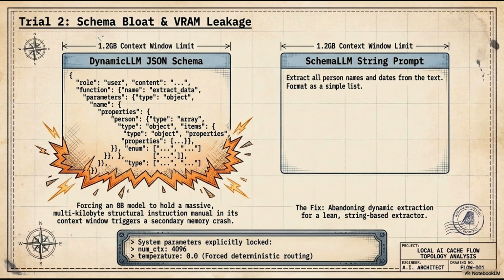So to fix this, Vitaly does something fascinating because of how simple it is. He abandons the DynamicLLMPathExtractor and swaps it for the SchemaLLMPathExtractor. Wait, really? Why does just dropping the word dynamic suddenly save his entire VRAM allocation? Because the SchemaLLMPathExtractor operates on a much leaner methodology. Instead of forcing the LLM to parse and adhere to a massive JSON structural payload, it relies on significantly shorter, string-based prompt templates. Oh, so it just asks nicely in plain text?